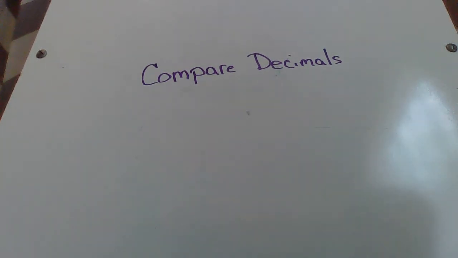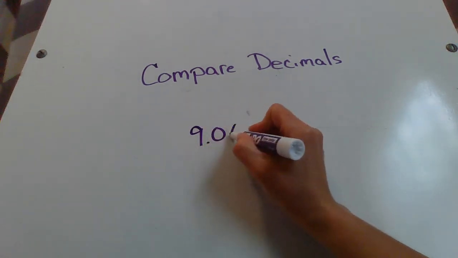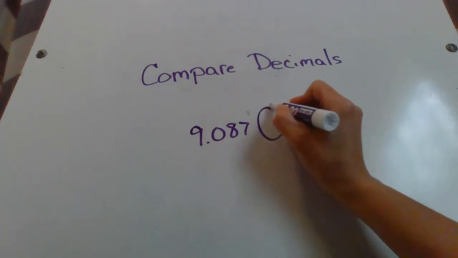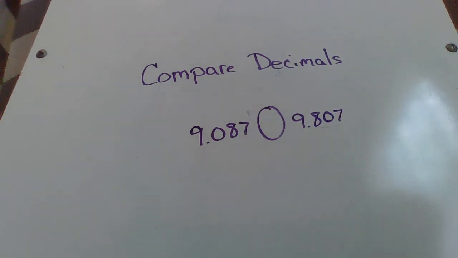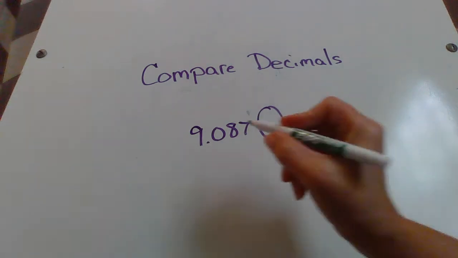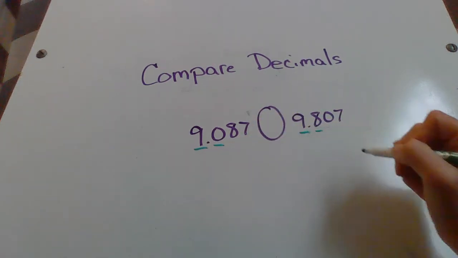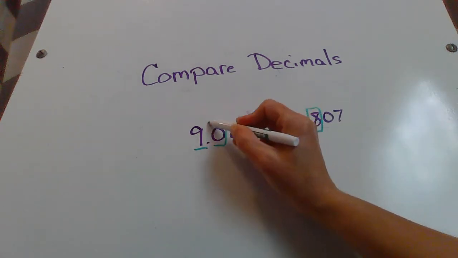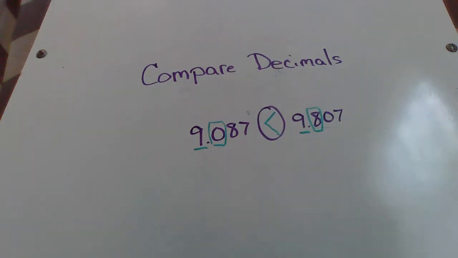Number 5 is asking you to compare 9.087 and 9.807. Again, you can line up your decimal points and rewrite them underneath, or you can go place by place. Here's a 9, here's a 9. Here's a 0, here's an 8. So that's the first place where they are different. This one's a 0, this one's an 8. I know that 0 is less than 8, so I would put the less than sign in.